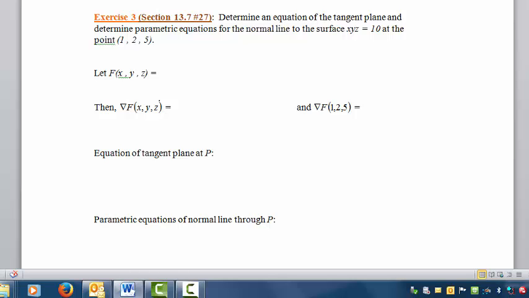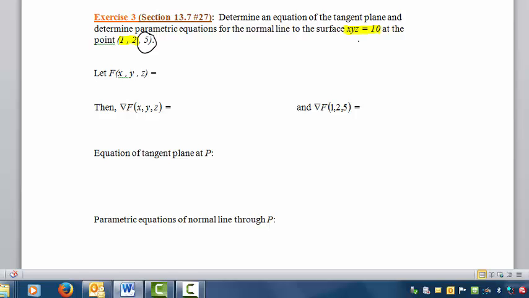The first thing that I'd like to point out is even if we were given just the x and y coordinate of the point of tangency, the point in question, knowing the equation of the surface, we could calculate the missing coordinate by simple algebra. Here is how we do this.